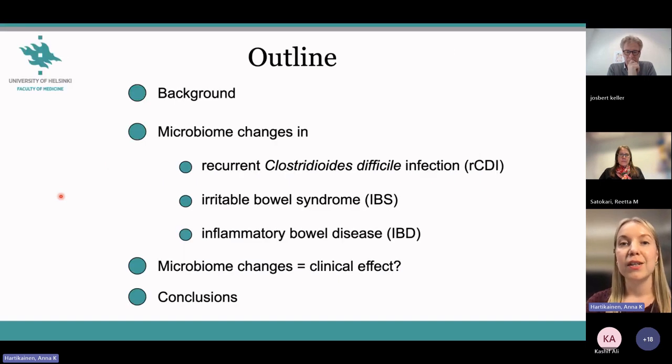So let's start. So here is the outline for today. First I will tell you something about the background, then about the microbiome changes in 3 different conditions: recurrent C. difficile infection, irritable bowel syndrome, and then inflammatory bowel disease. And then in the end, I have a question: do we need the microbiome changes, and which kind of changes are needed to have the clinical effect, and what do we know at the moment about that.